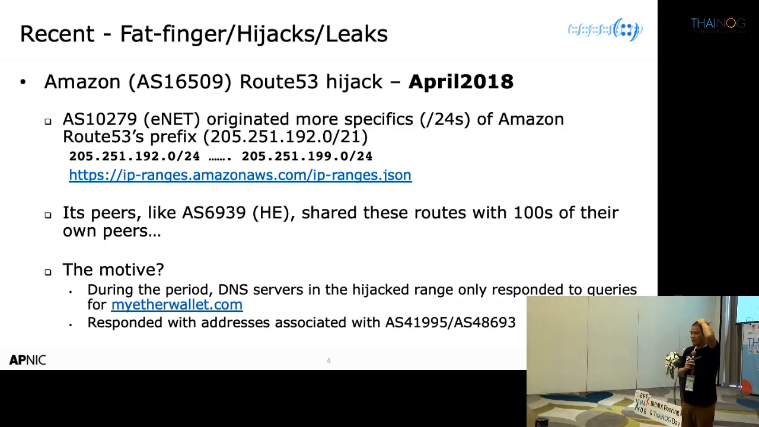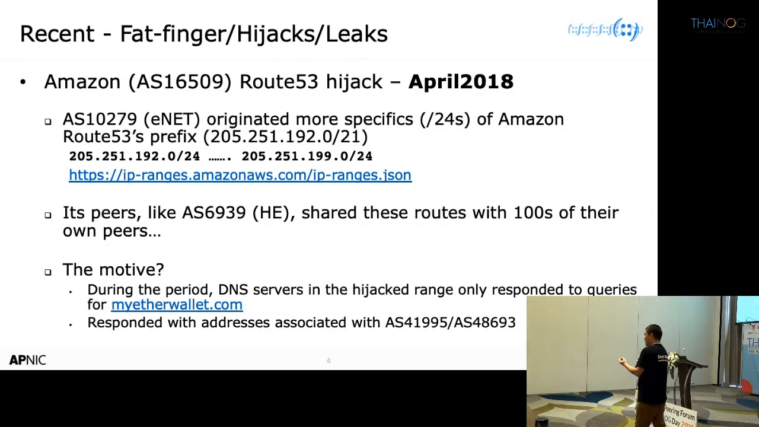Amazon publishes their list of prefixes, and this /21 that Amazon uses is for their DNS services, for all the AWS services that they host. So what this autonomous system did is, they ended up announcing more specifics of a /21 prefix that Amazon had reserved for their DNS services.